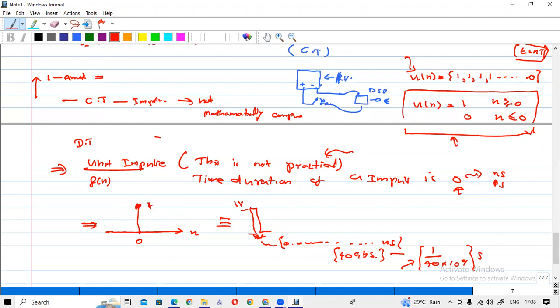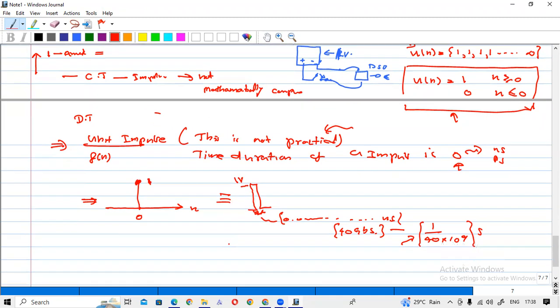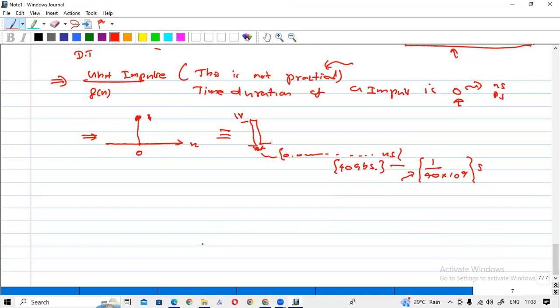Now this unit impulse, we can also represent as a sequence, but there is no sequence of ones, only one is there. But it is also referred to as a sequence. So you can represent this delta n as the unit impulse sequence. This is the unit impulse sequence. You can represent it like this, 1 and 0.